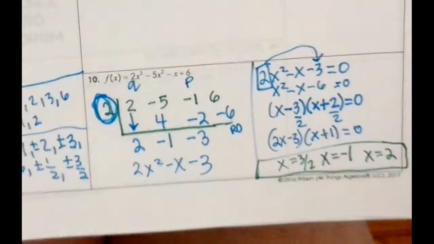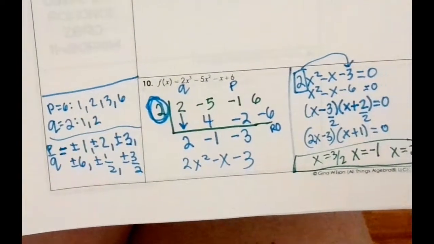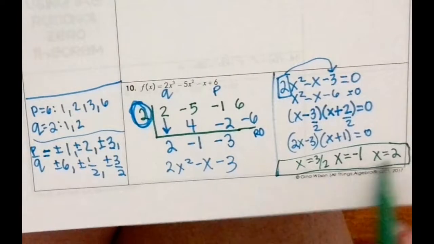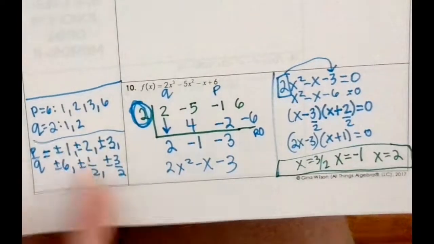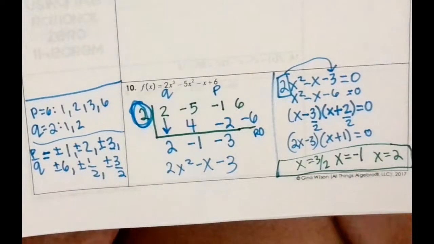Okay, and last thing I just want to point out is that, hello, these should be some of your zeros you found here. They should all be listed, okay? And they all are. Alright, that's it.